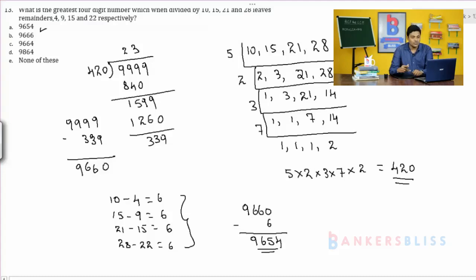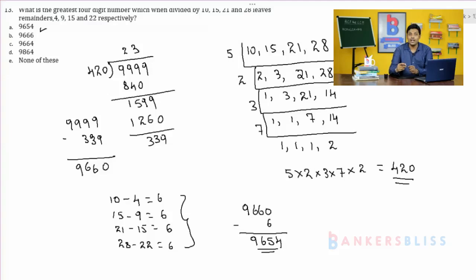So let me repeat. You calculate the LCM of the given numbers. The LCM is 420. Next, the highest 4-digit number is 9999. Once you divide 9999 by 420, you are going to get a remainder of 339. Means if you subtract 339 from the number, then you are going to get a number which is exactly divisible by 10, 15, 21 and 28. So 9660 is the number which is exactly divisible by all those 4 numbers.